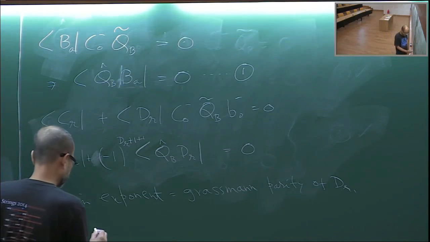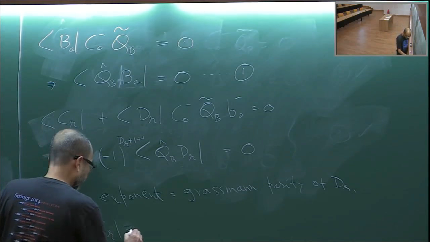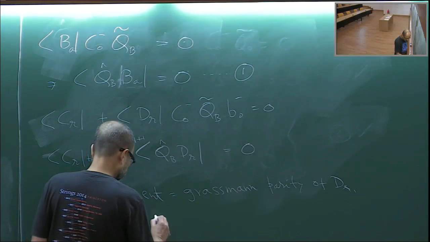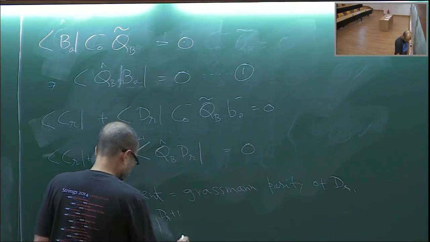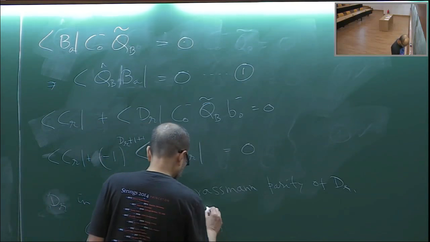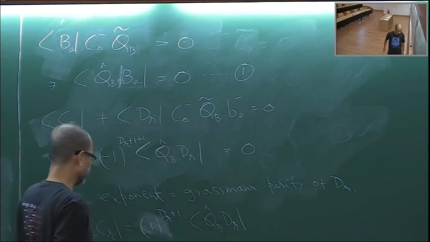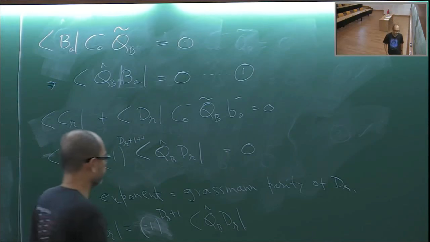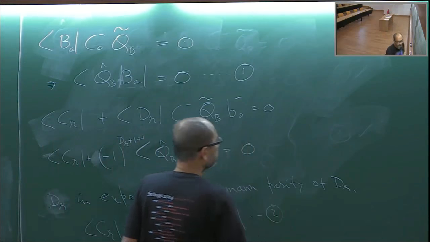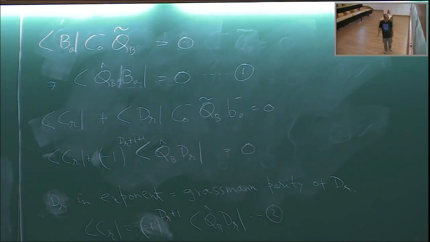So this basically tells us that CR must be equal to minus 1 to the power dr plus 1 times QB hat dr. So this is condition 2. And the final condition in fact is trivially satisfied. So that's the coefficient of UR.